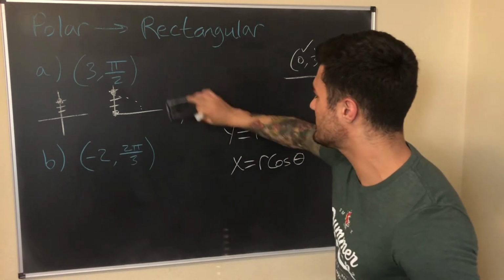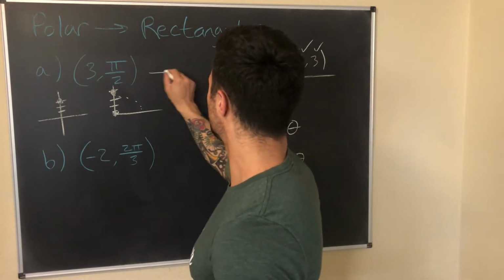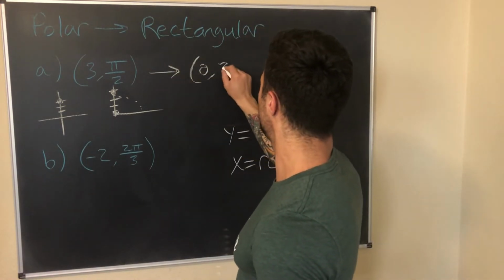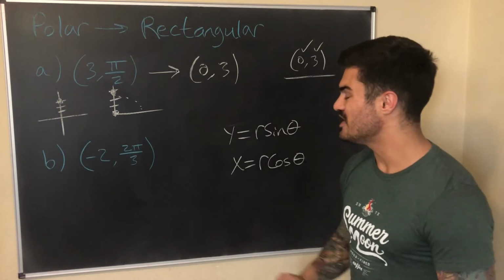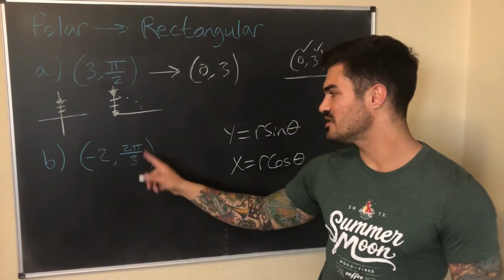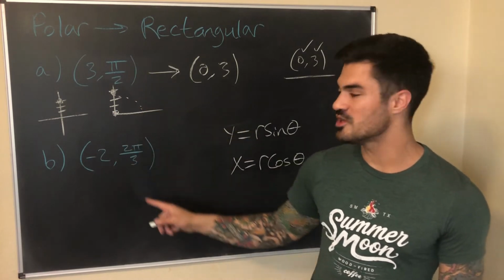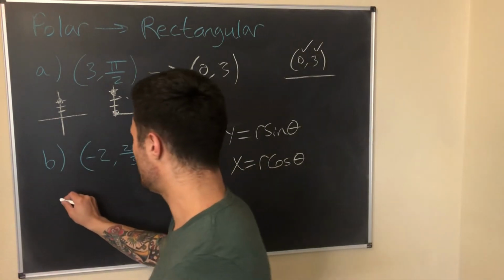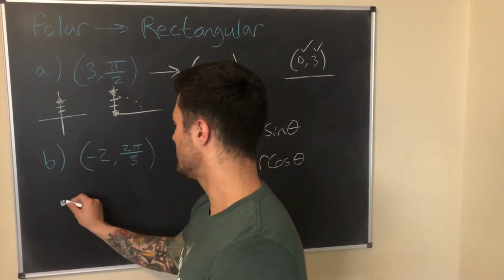Let me erase this scratch work here. This we said converted to (0, 3). So now let's look at part B. So now we have r is -2. Theta is 2 pi over 3. This isn't one of our pi over 2 multiples. So we can sketch it still, but I think we're going to have to use our formulas at the end of the day. Let's see.